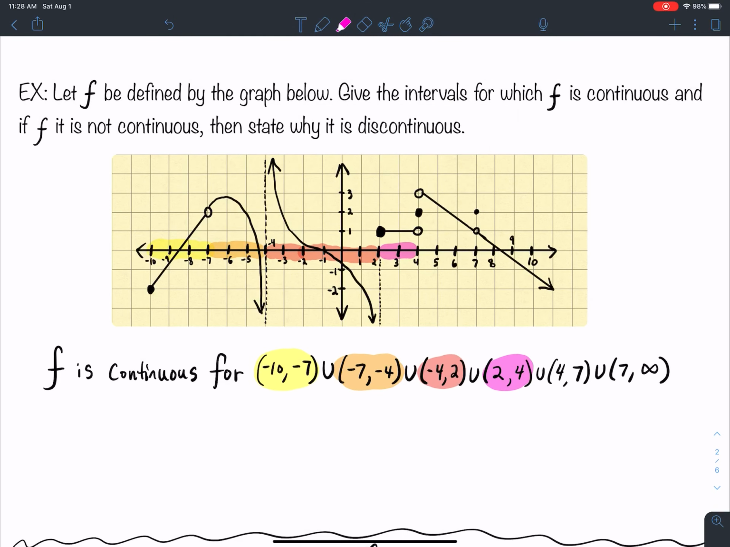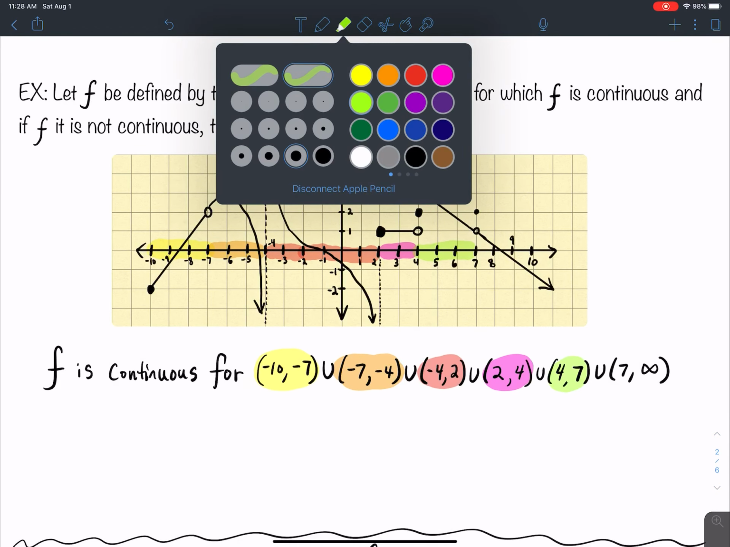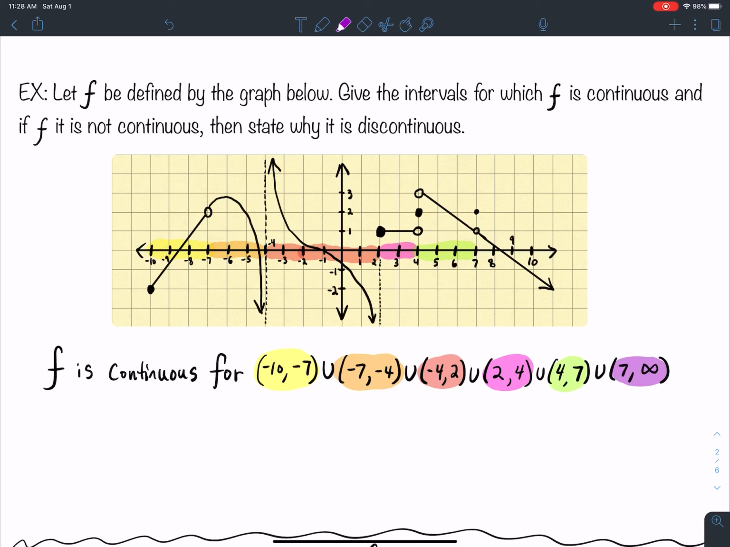2 to 4, 4 to 7, and then 7 to infinity. Okay? So hopefully those colors kind of help you pair everything up. All right, so those are all the continuities. Let's focus now on the discontinuities.